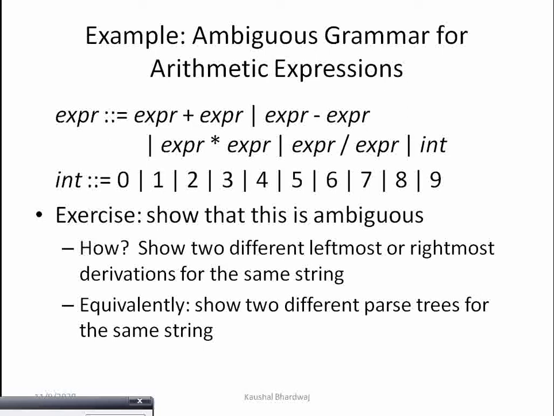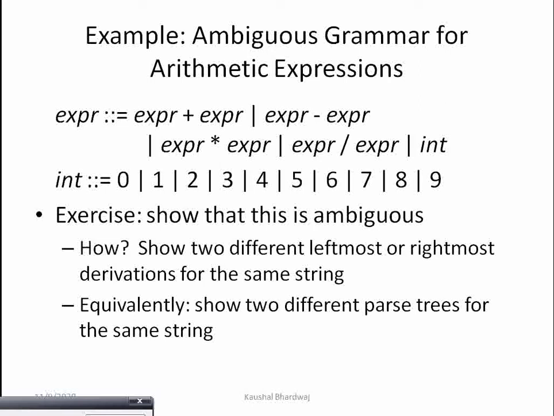Ambiguous grammars for arithmetic is a classic example. Let me tell you about this example. An expression uses plus, minus, into, and divide. So this expression can be expression plus expression, expression minus expression, expression into expression, and divide. And in the last, this expression can be replaced by int 0, 1, 2, up to 9. Now you have to tell me how it can be ambiguous.